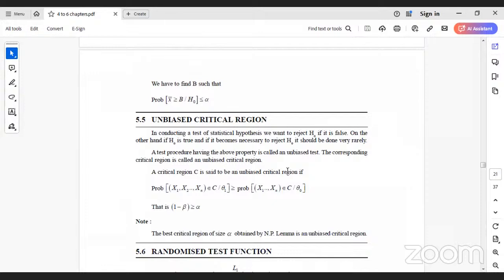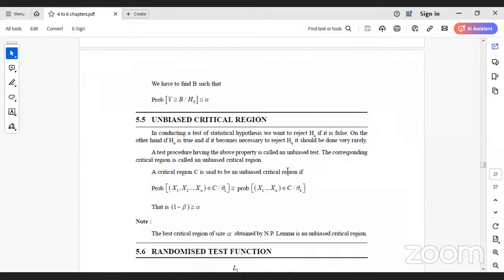What is an unbiased critical region? In conducting a test of statistical hypothesis, you want to reject H0 if it is false. On the other hand, if H0 is true, it is necessary that rejecting H0 is done very rarely. That is, rejection when H0 is true should occur only under a very rare condition.